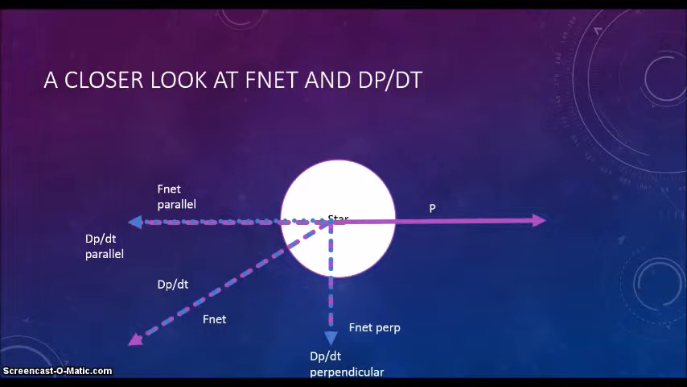F net is affecting the motion. It is more accurate to say that dp dt is a result of F net. The components of the net force are causing the components of dp dt.